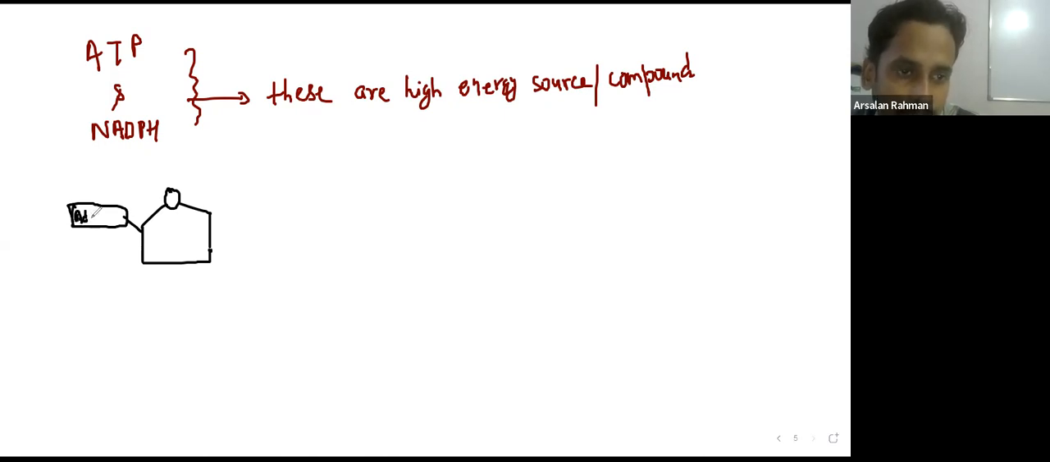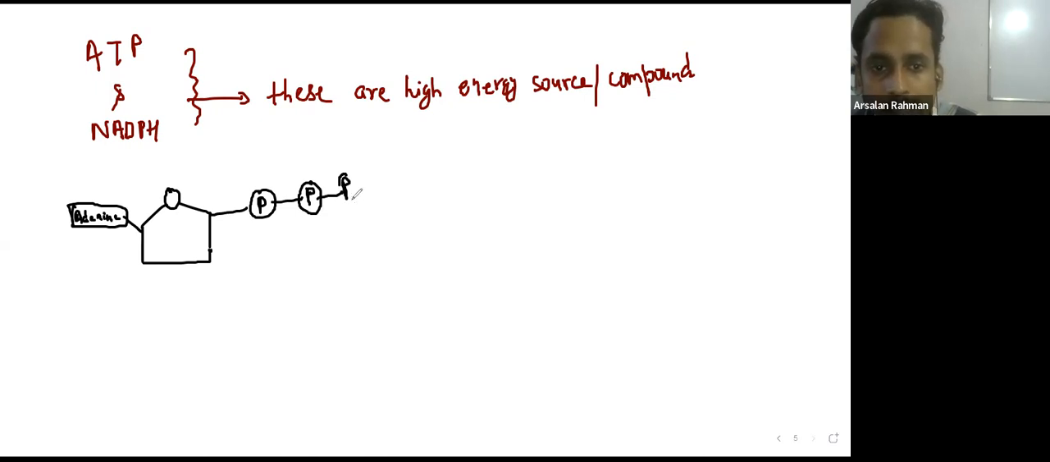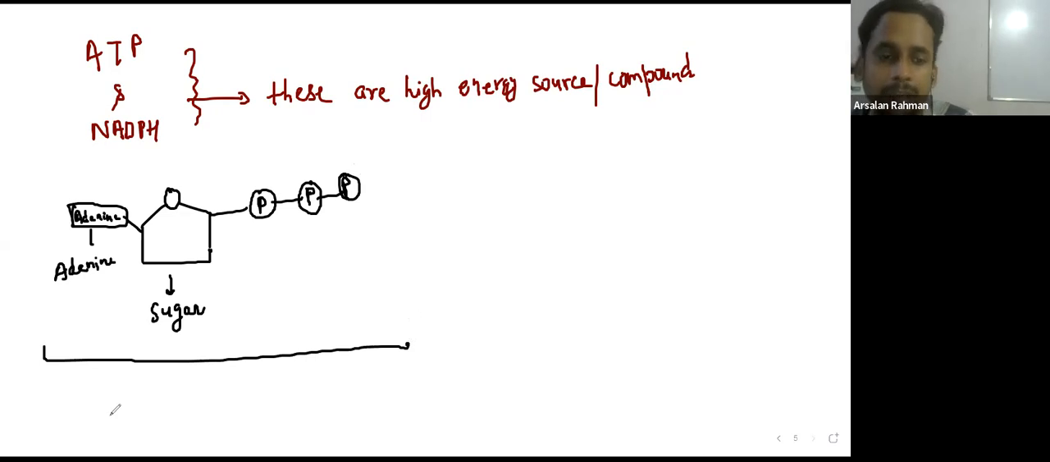You don't have to remember this. There are three phosphate. How many phosphate are there in ATP? There are three phosphate molecules. And this is a sugar molecule. This is sugar. This is adenine. You don't have to remember all this. And this is phosphate. This whole structure is known as ATP.